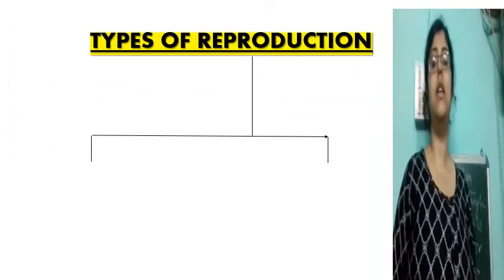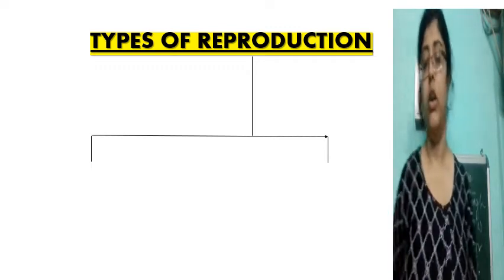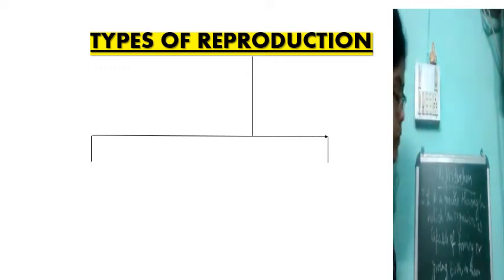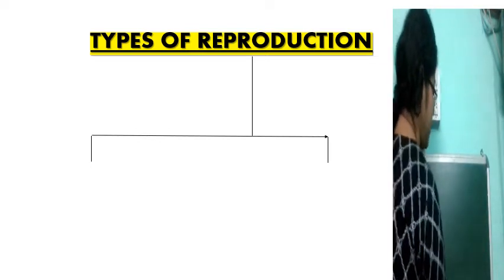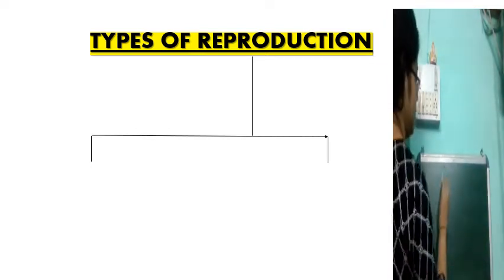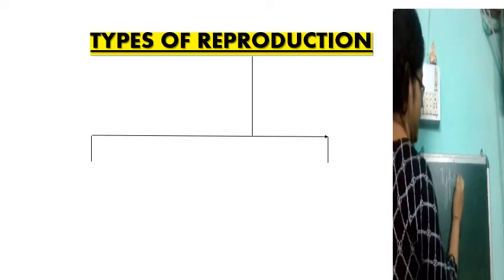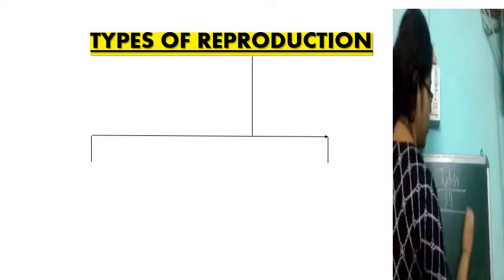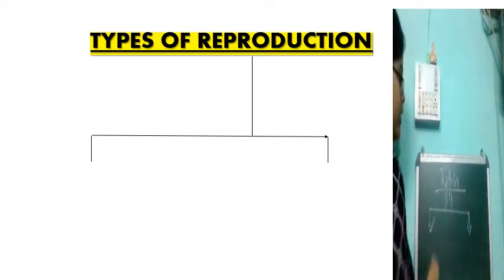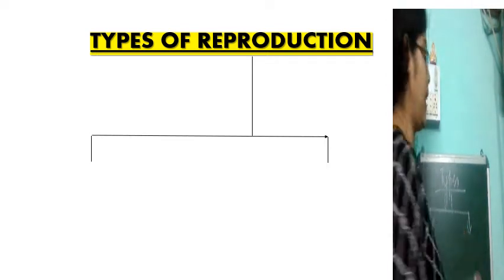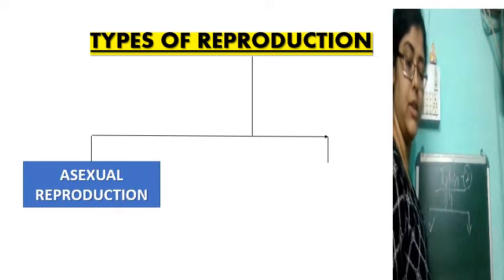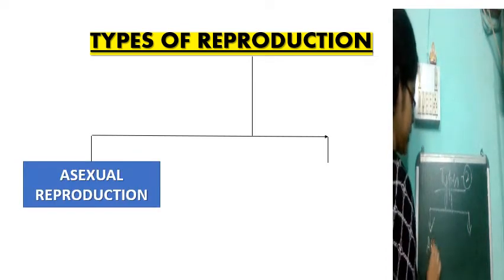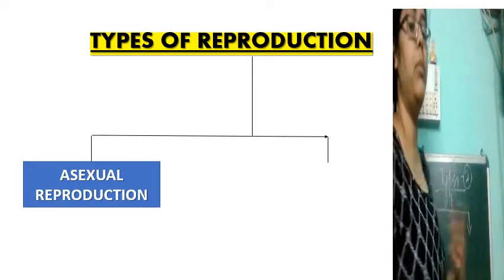As you can see, there are two columns made for types of reproduction. So our next topic is types of reproduction. As there are two columns, we can understand that there are two types of reproduction. The first one is asexual reproduction. Now, what is asexual reproduction?